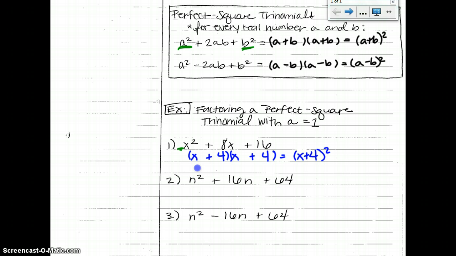And let's go ahead and check this answer. X squared plus 4x plus 16. And it checks out.